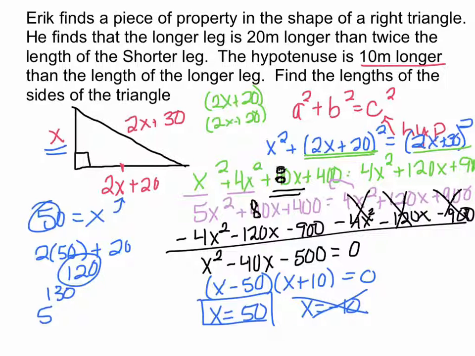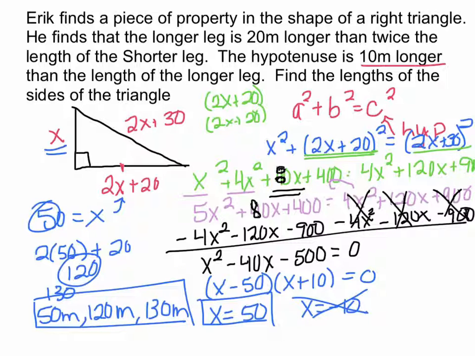So I have 50 meters, 120 meters, and 130 meters. And those are the side lengths of that piece of property.